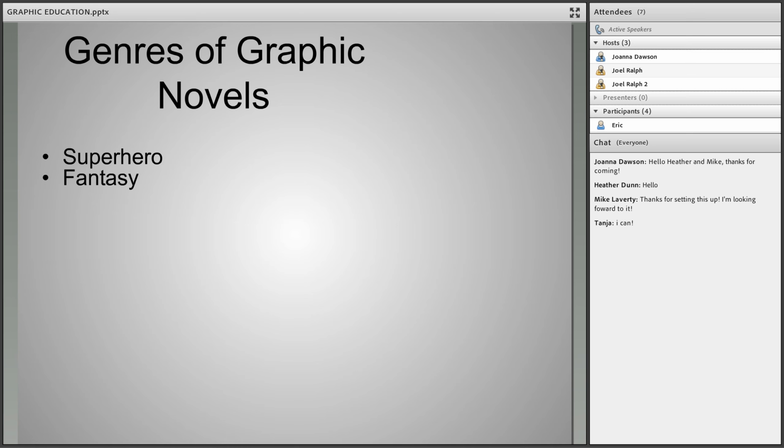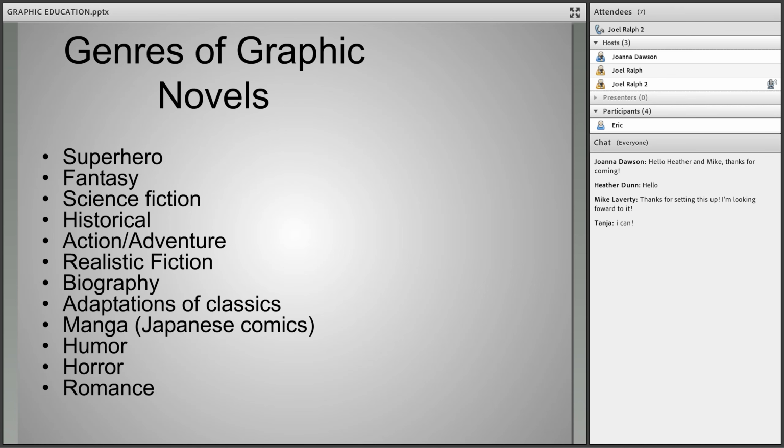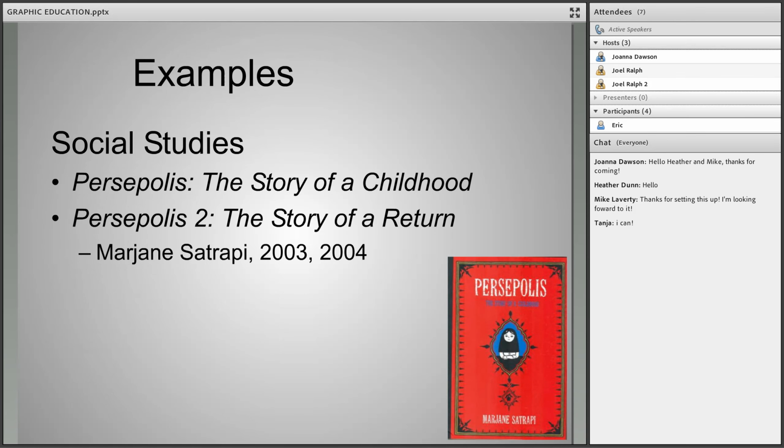Here's some examples. Again, superhero at the top there, this is in no particular order, by the way, but you get teaching about science fiction, history again there, realistic fiction, biography. There's lots of great biographies out there in the graphic novel format, manga, humor, romance, political commentary, and the list goes on. What are some examples?